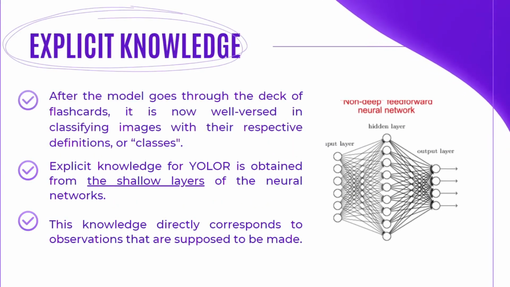So it's kind of like giving a flashcard to the model so that it can remember the association between the input image and the label. After the model goes through the deck of flashcards, it is now well versed in classifying images with their respective definitions or classes. Explicit knowledge for YOLO-R is obtained from the shallow layers of a neural network.